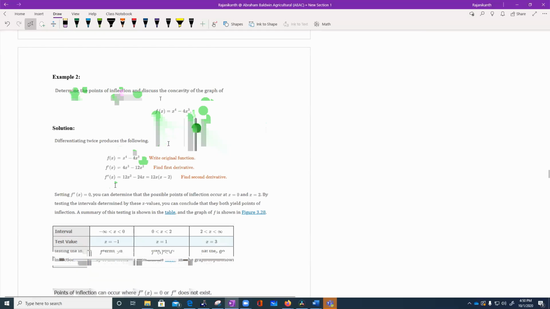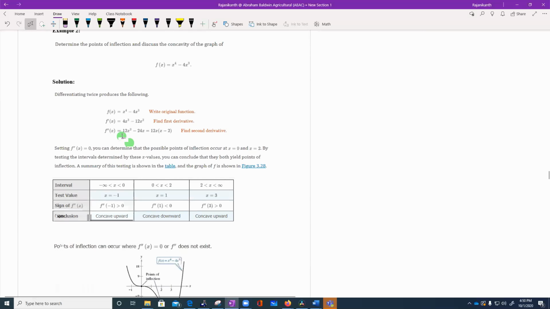So we are finding the second derivative. The given function is a polynomial function, a very good function, right? So it is well defined all the way from negative infinity to positive infinity. So we find the second derivative. The second derivative of the function is now 12x times (x minus 2), right?